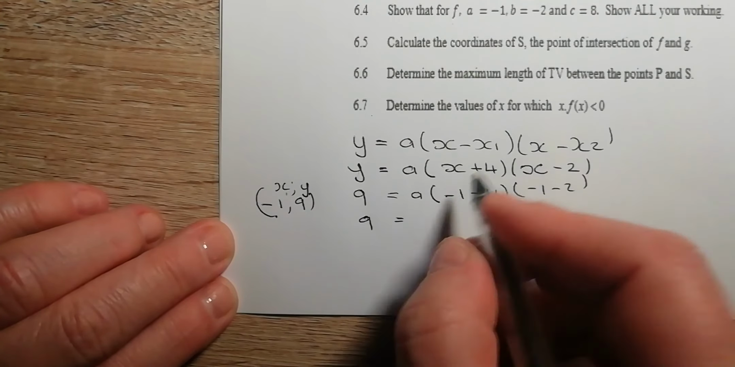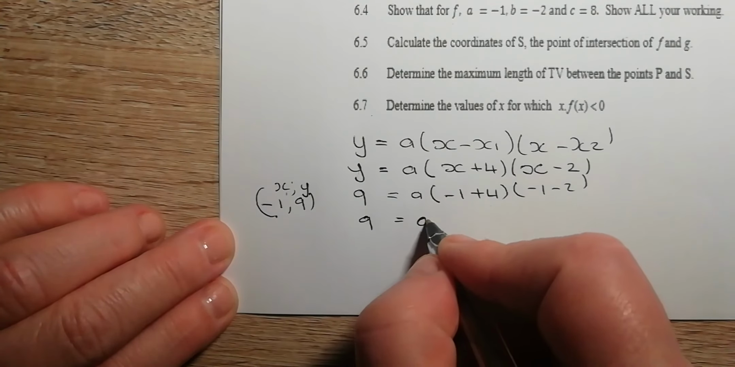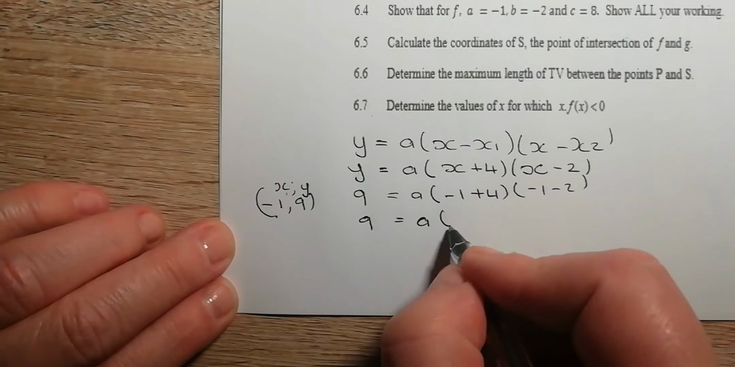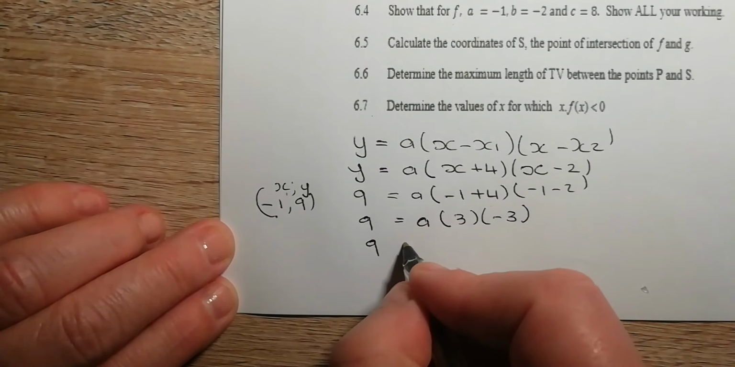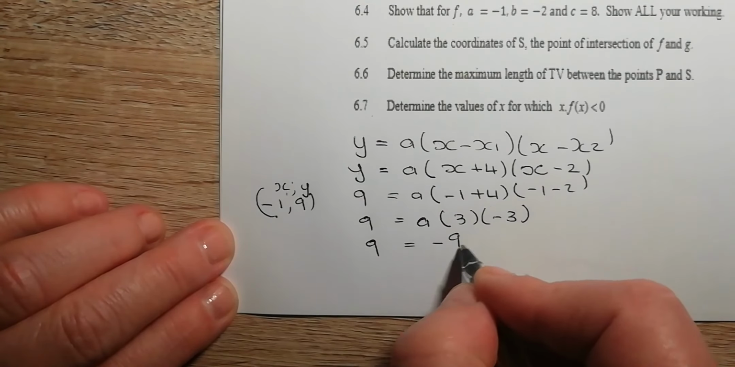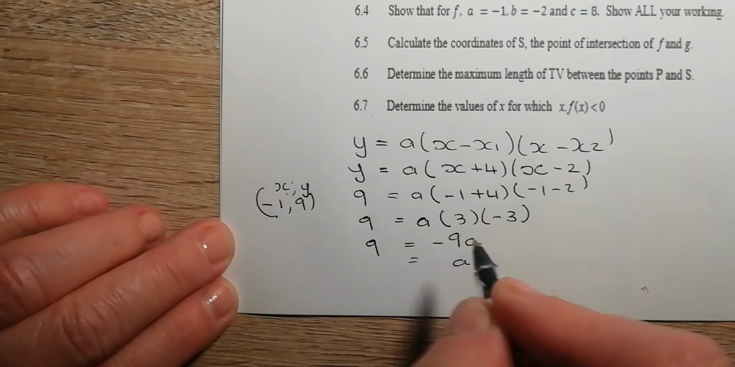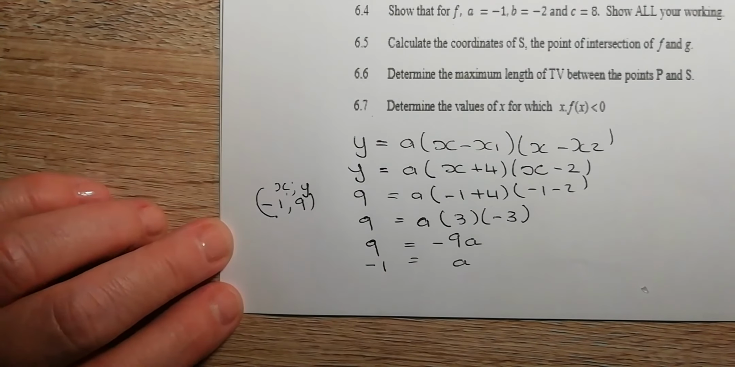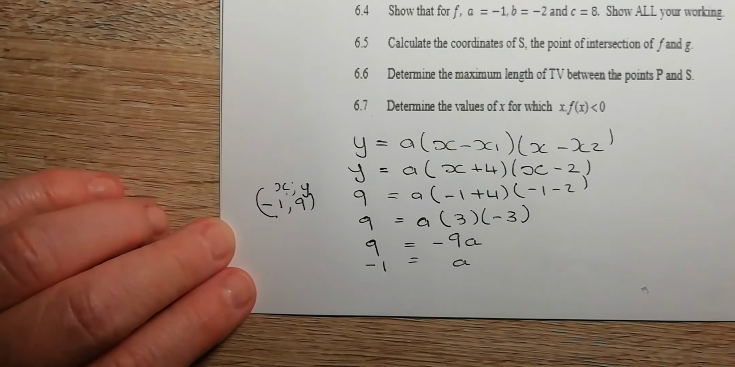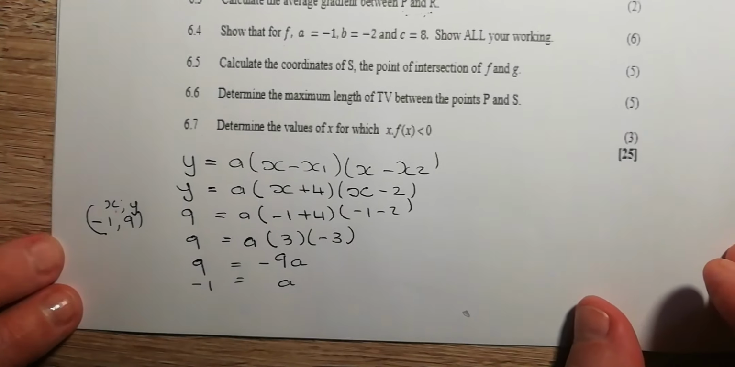So 9 is equal to a times, and that is positive 3, and that is negative 3. So 9 is equal to negative 9a, and I must divide both sides by negative 9, so a is negative 1. And that is exactly what they wanted us to indicate or to show by means of working.